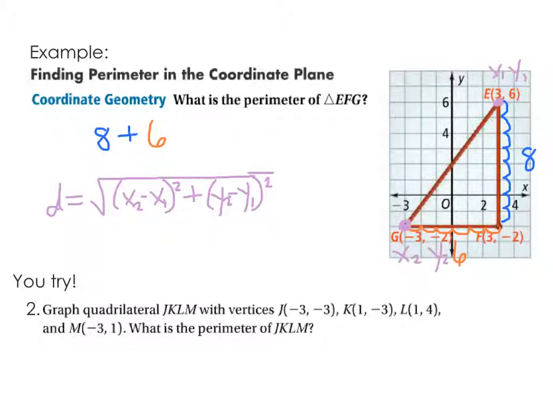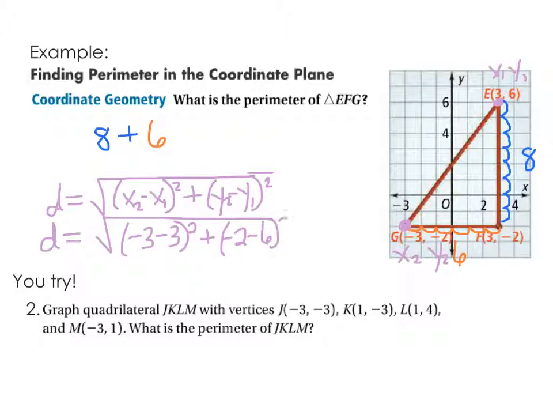So I'm just going to plug those in. D is equal to the square root of x sub 2, which is negative 3, minus x sub 1, which is 3, that quantity squared, plus the quantity of y sub 2, which is negative 2, minus y sub 1, which is 6, that quantity squared. So D is equal to the square root of negative 3 minus 3 is negative 6, and negative 6 squared is 36. Plus negative 2 minus 6 is negative 8, and negative 8 squared is 64.